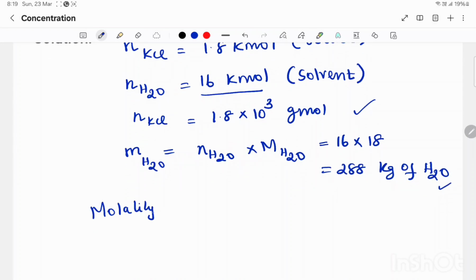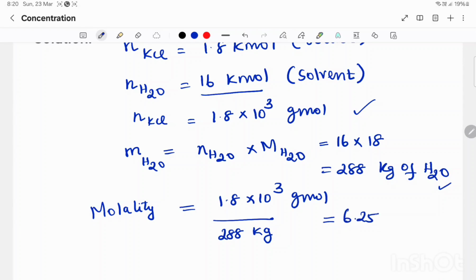Molality is defined as the number of gram moles of solute, that is 1.8 into 10 raised to the power 3 gram mole, divided by kg of solvent. Kg of solvent is 288 kg of water. So when you divide 1.8 into 10 raised to the power 3 by 288, you will get 6.25 gram mole per kg, or molal, of KCl.